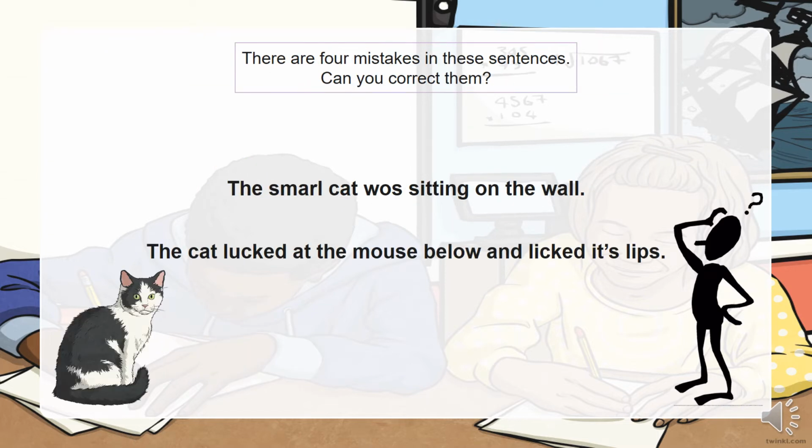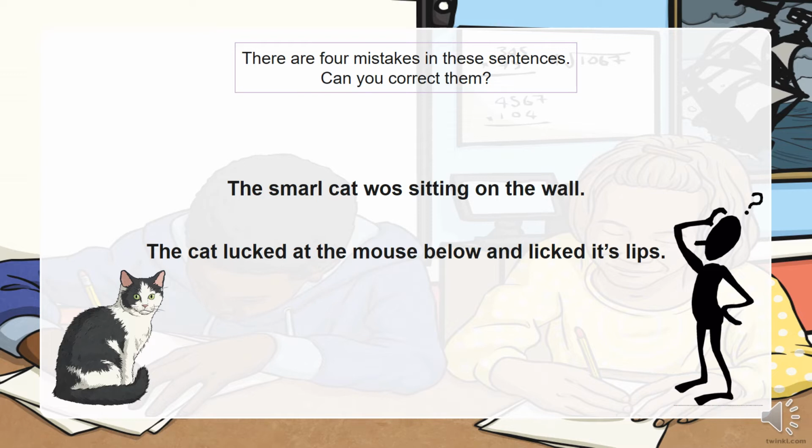What about these sentences? There are 4 mistakes here. Can you correct them? Again, you might want to pause the video while you have a think about it. I'll read the sentences to you. The small cat was sitting on the wall. The cat looked at the mouse below and licked its lips. Where are the spelling mistakes?